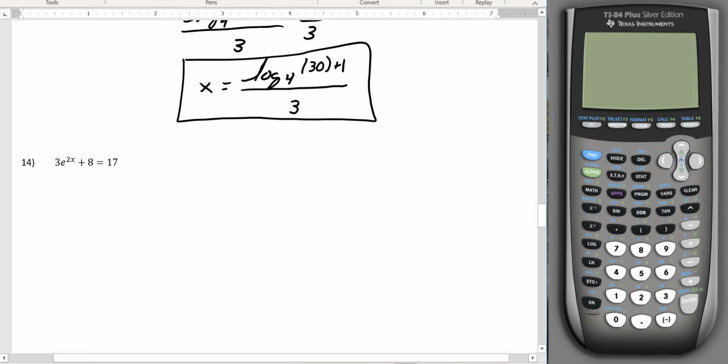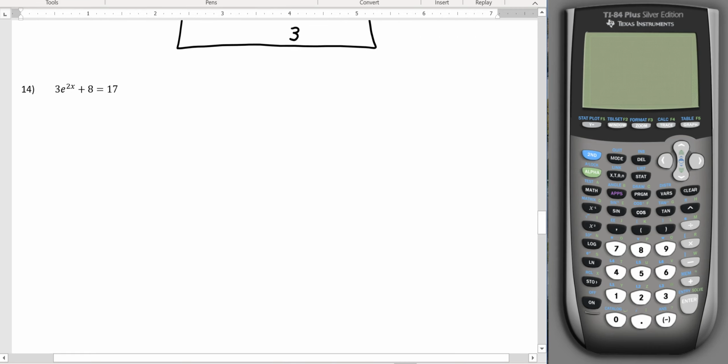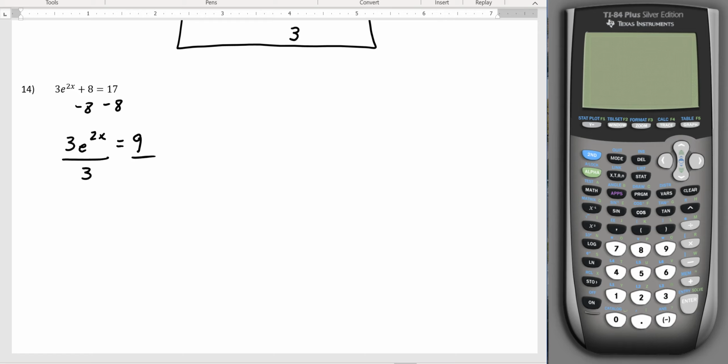All right, 14 is asking for the same thing. Solve for an exact answer. So I've got to start by getting this exponential expression all by itself. I'm going to subtract 8. So 3 times e to the 2x equals 17 minus 8 is 9. Divide by 3. 9 divided by 3 is 3. So e to the 2x equals 3.